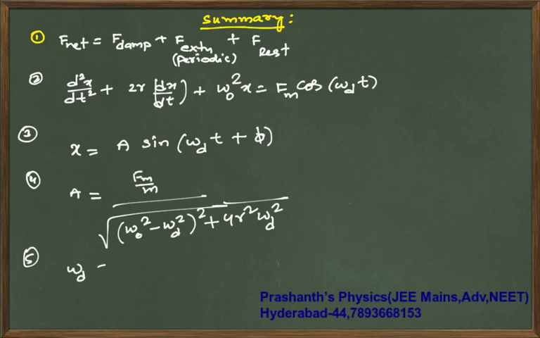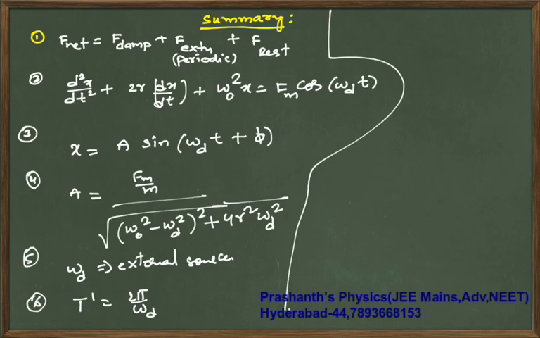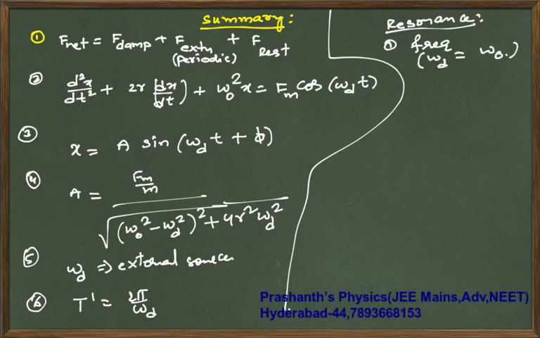Next, in forced oscillations, your omega d is of the external source, which you call the driver. Your time period T dash will be 2 pi by omega d. Now a particular subcase of this is resonance. In resonance, the frequency of the driver omega d is equal to omega naught. This is your frequency in resonance, and your time period is 2 pi by omega d, which is equal to 2 pi by omega naught.